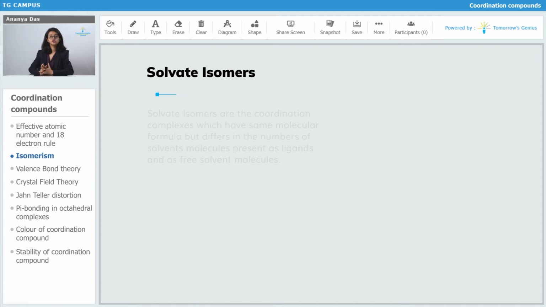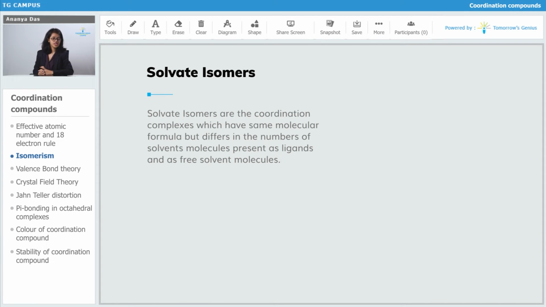Next we come to solvate isomers. Solvate isomers are coordination complexes. They have the same molecular formula, but what is different is the number of solvent molecules present as free solvent and as ligand. As an example, we have [Cr(H2O)6]Cl3.